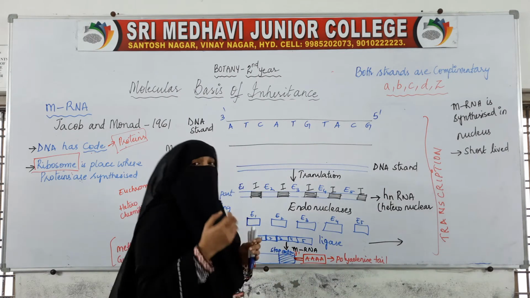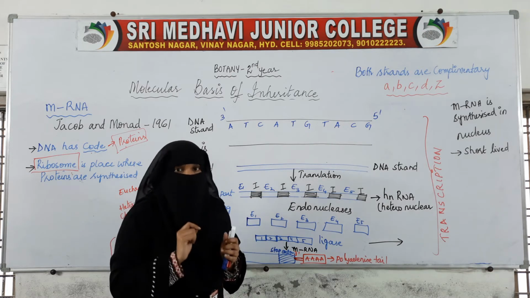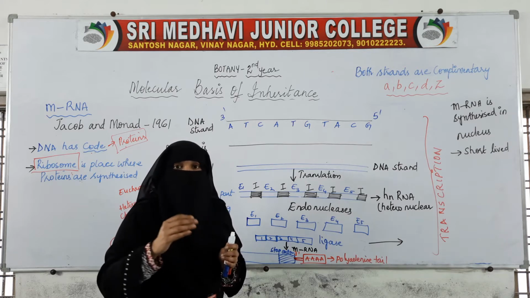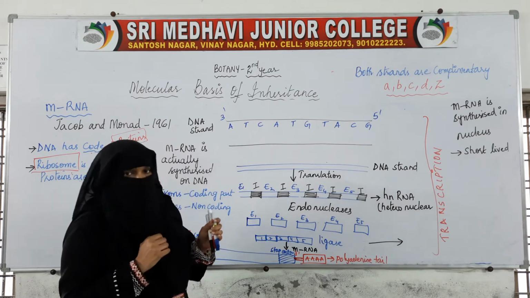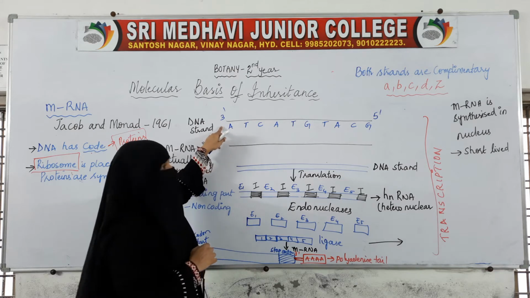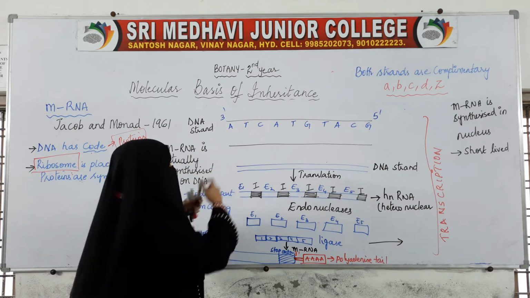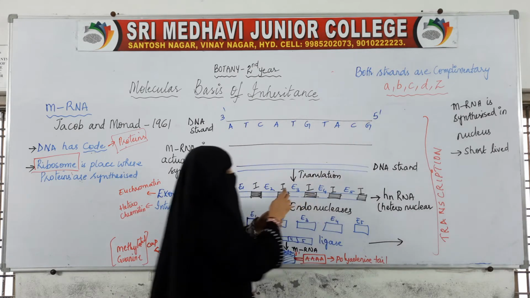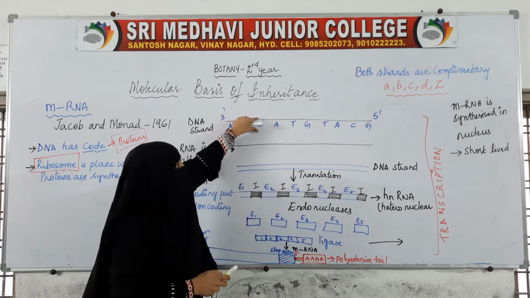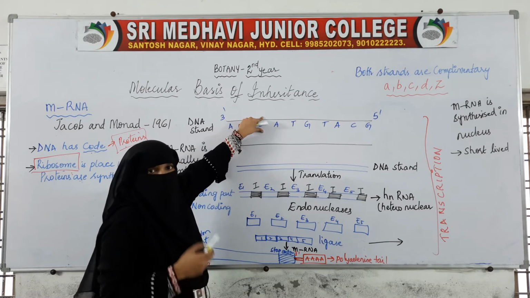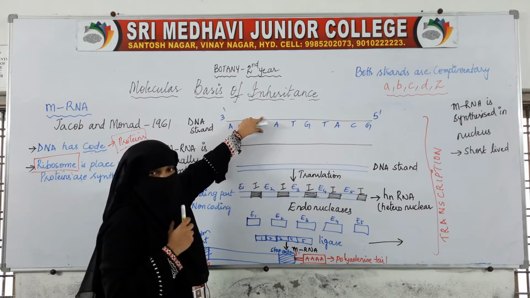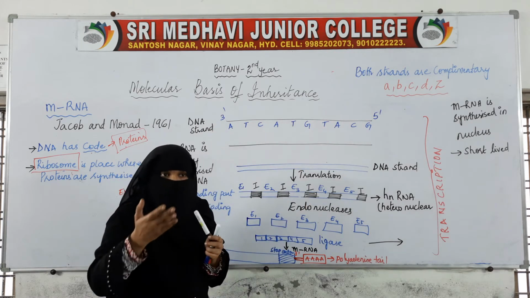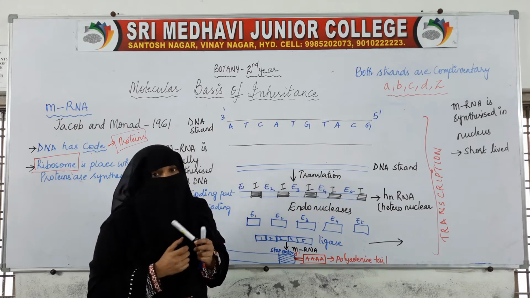Now coming to how RNA will be synthesized. DNA is the genetic material. RNA has to be synthesized in order to synthesize the protein. So if this is one strand of DNA, 3' to 5', this strand has the message, this strand has the code. The single strand has the code for synthesis of proteins.